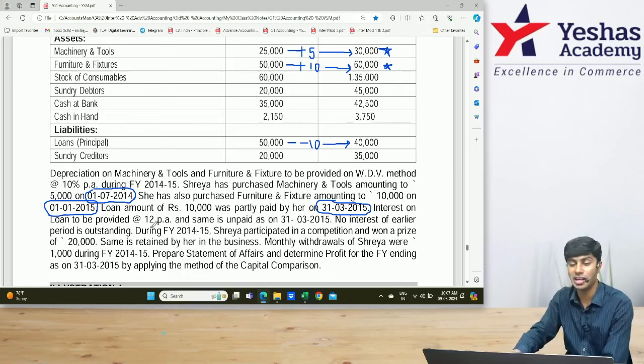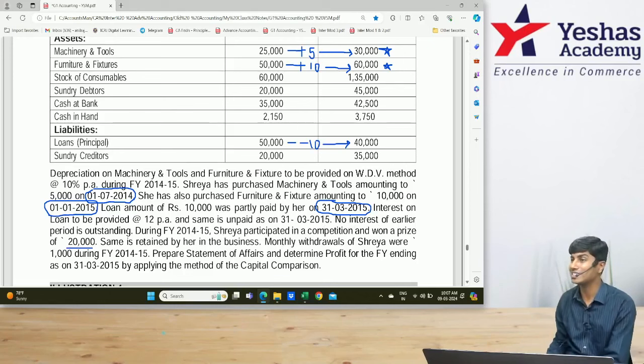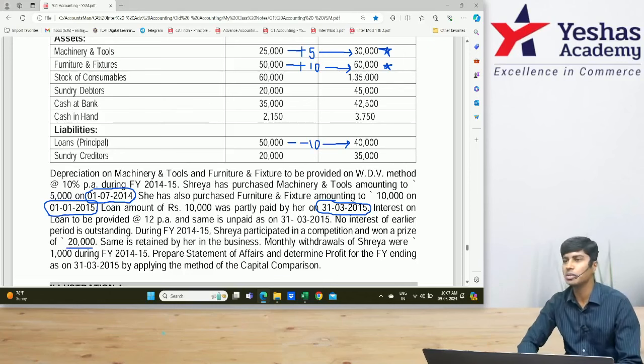During financial year 14-15, stop there. She won a prize of 20,000. This is her personal winnings. She participated in some beauty contest and won 20,000 rupees, a gift prize. So this 20,000 that she won is her personal winnings. She should take it home.